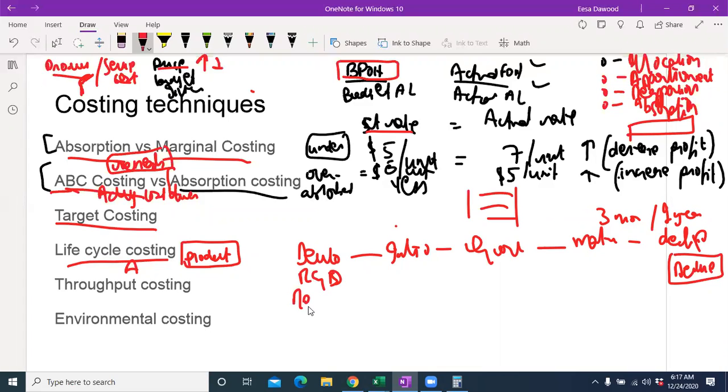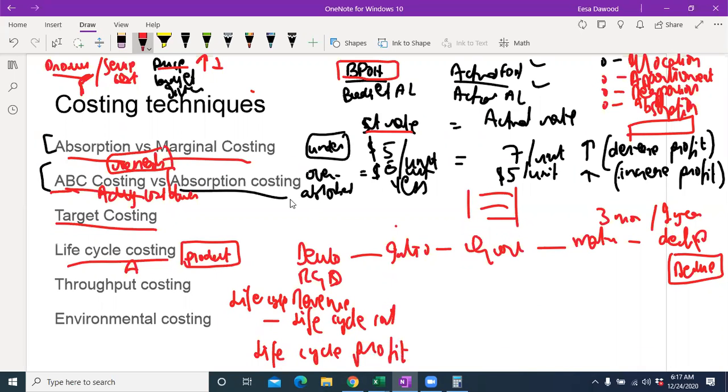So here what I do, I calculate the life cycle revenue and I deduct the entire life cycle cost. And then I get to know the entire life cycle profit of a product. It was never done in a periodic reporting based upon absorption costing before. It was never done before.